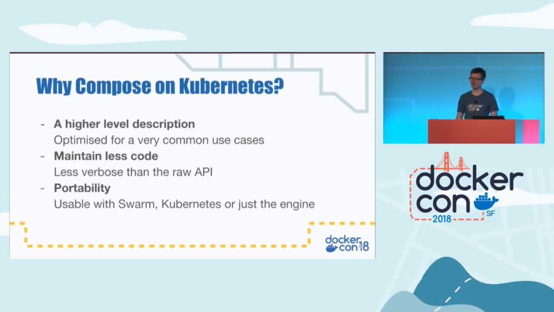This gives you a higher level description. It's just much more succinct. Specifically, it's optimized for basically one use case. It just happens to be probably by far and away the most common use case for most people, which is just interconnected IP services. And you'll end up with less code, frankly, and it's also portable between Swarm, Kubernetes, or just a Docker engine. I think they're all useful properties for an application description language.